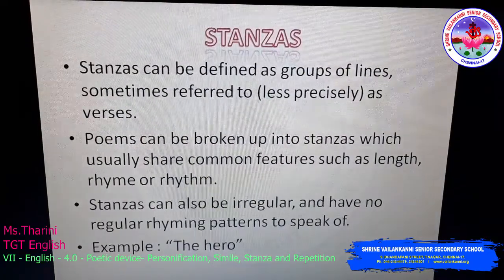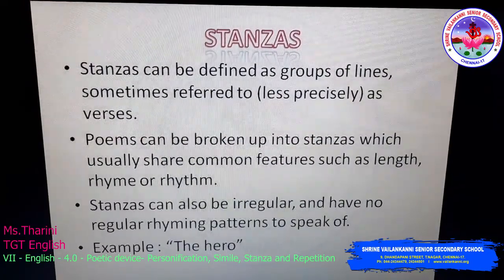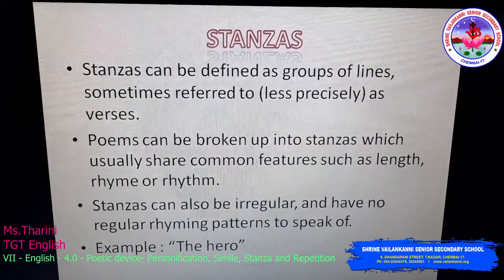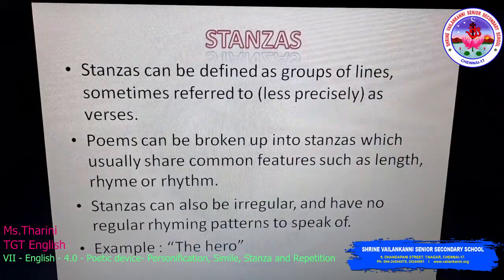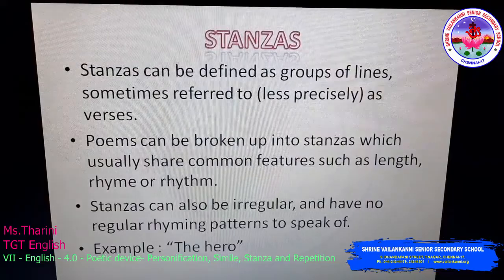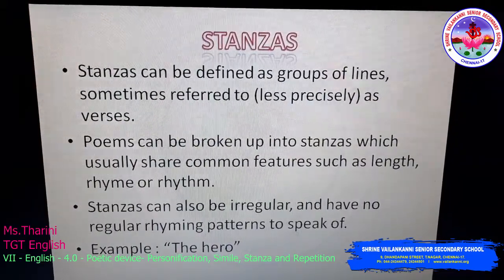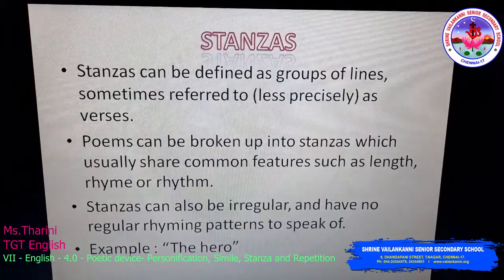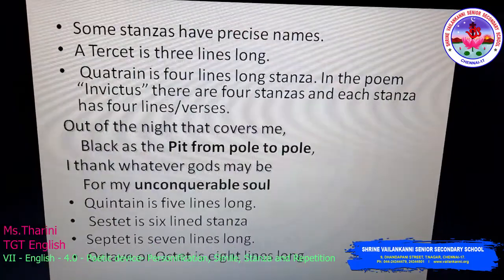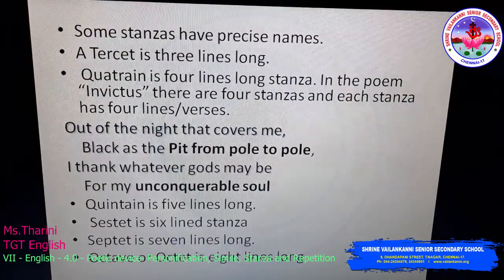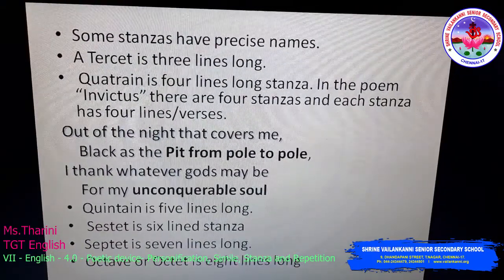Yes, sometimes stanzas can be irregular. For example, the poem Hero. Yes, children, if you see the poem Hero, you don't have a proper stanza or rhyme or rhythm. Some stanzas have precise names, that is exact names.